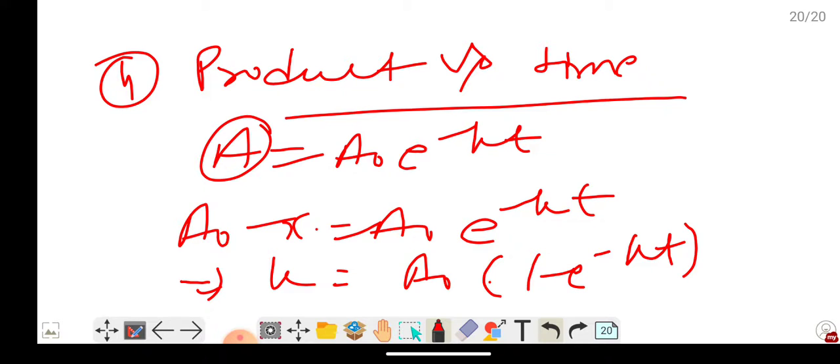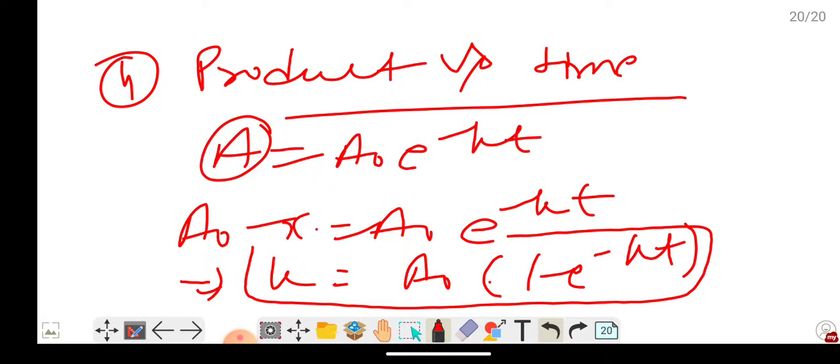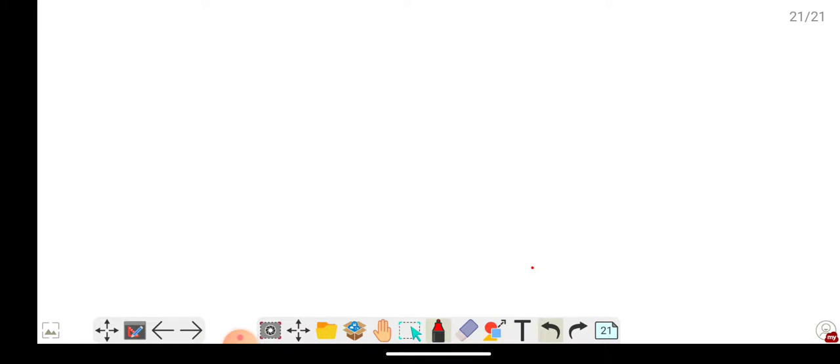So we have this equation. Sorry, this is not K, this is X. Here X is the concentration of product. So this is the concentration of product and this is time. So we have a graph like this.